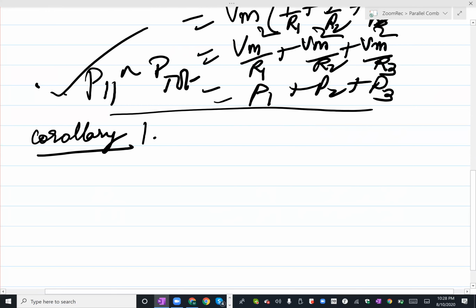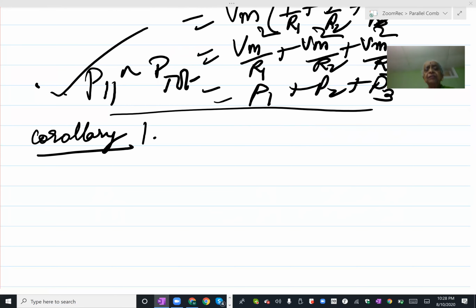That's what you should know. And now I will follow certain corollaries here. One thing you should remember in an examination hall: if the question is on R parallel, it should be 1 by R parallel is 1 by R1 plus 1 by R2 plus 1 by R3. But if the question is on the power of the parallel combination, for the same voltage of each and the voltage of the supply when they are connected in parallel to a supply, in that case, P parallel will be equal to P1 plus P2 plus P3.